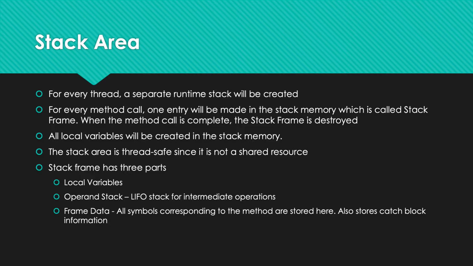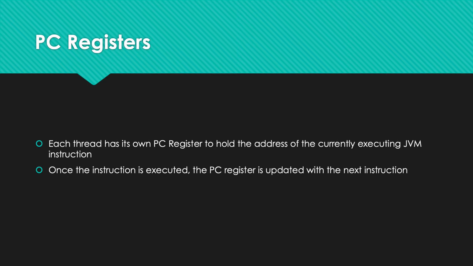So in case of exceptions, your code might be using a try catch block or something. The catch block is used for catching all the exceptions, and that catch block information is also stored in the stack area. Okay, so that's the info about the stack area. If you move to the PC registers, PC stands for program counter.